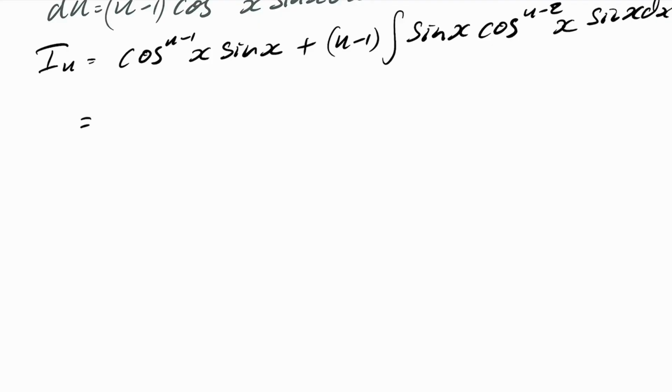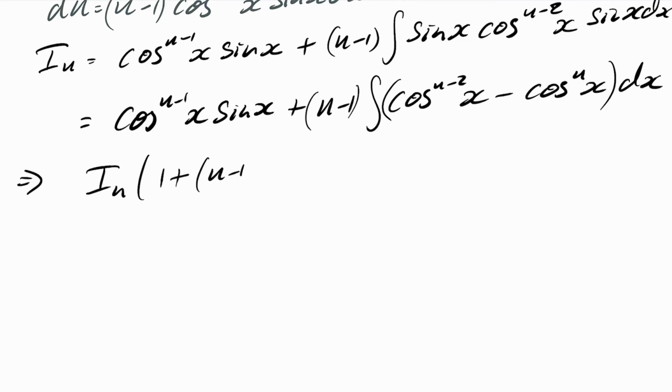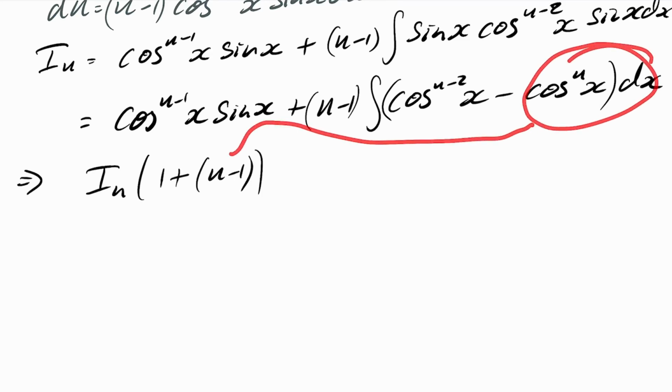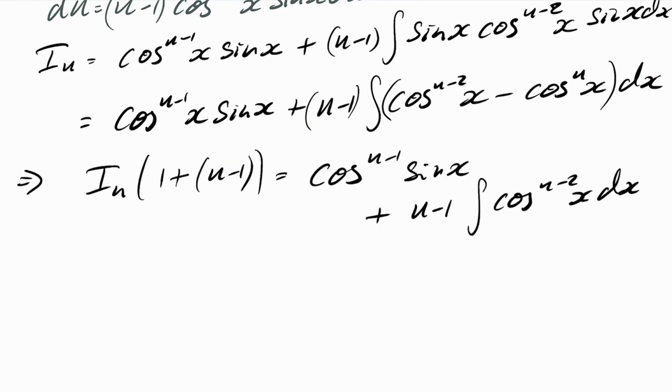However, I've got a sine squared in there, and using the identity that sine squared is 1 minus cos squared, what I get is the following. Or, written in terms of I subscript n, where I've taken this part across to the left-hand side, and dividing through by n gives me the result.